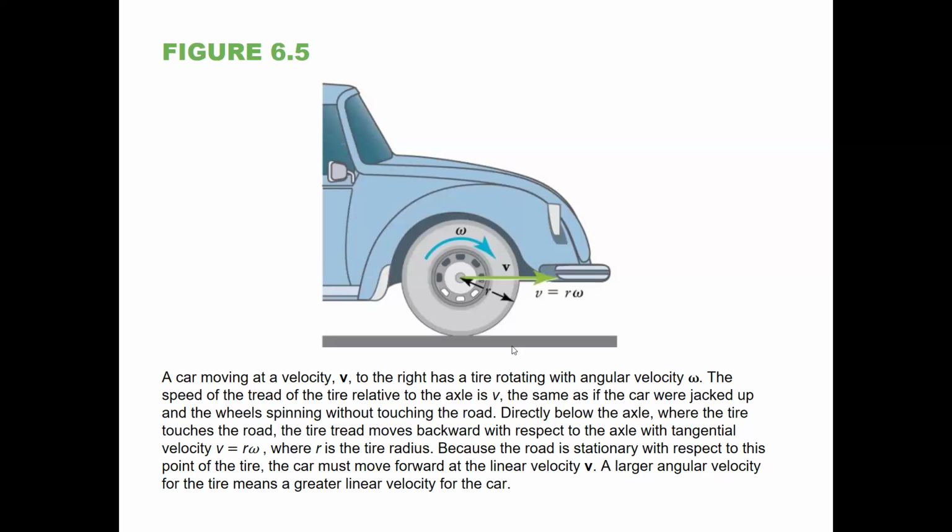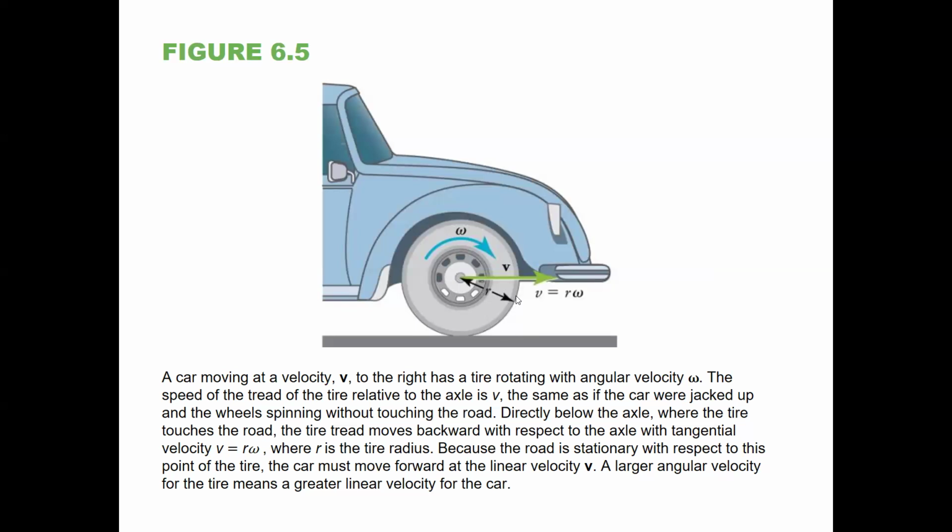Where r is the radius. And because the road is stationary with respect to the point of the tire, so the road here is not moving, the car must move forward at a linear velocity. That's a linear velocity v. So a larger angular velocity for the tire means a greater linear velocity for the car. The tangential velocity is known as the linear velocity at any point.